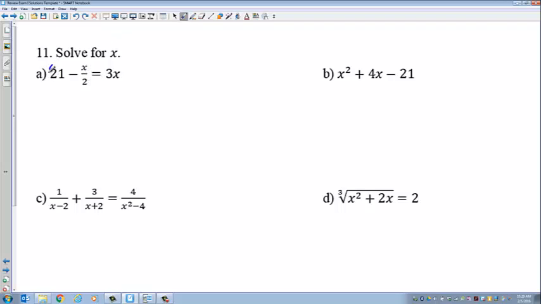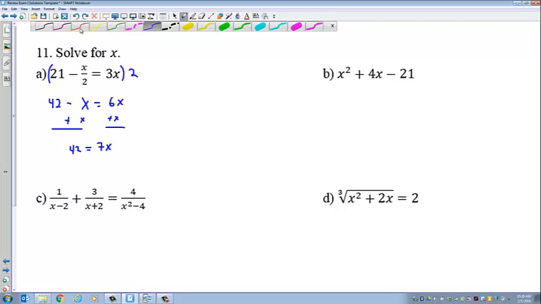So in this linear equation, the problem really is you're dividing by 2, so we'll multiply everything by 2. So 2 times 21 is 42, minus x over 2 times 2, the 2's will cancel, so you get minus x, is equal to 3x times 2 is 6x. Right, so we can do what's called clear the denominators by multiplying by whatever's in the denominator. So this clears the denominators. We can add x to both sides. And when we add x to both sides, we get 42 on the left equals 7x on the right.